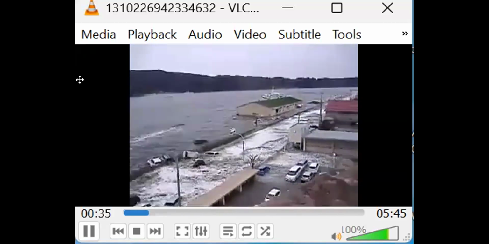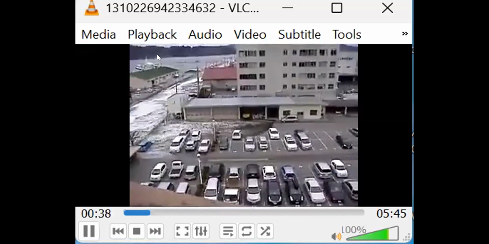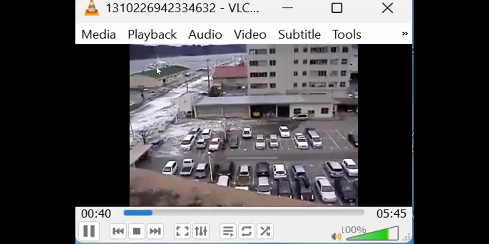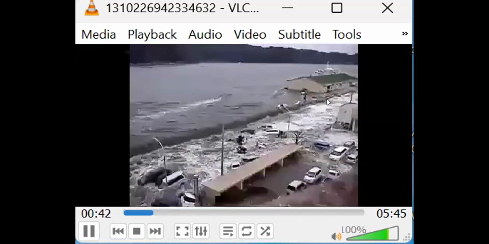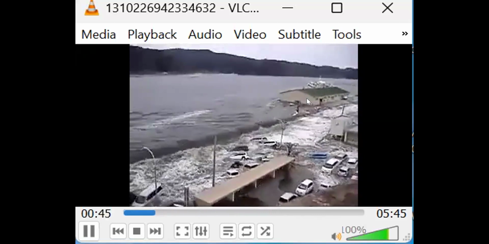Now look at that house with the green roof. Just pay your attention on it. You see what will happen.